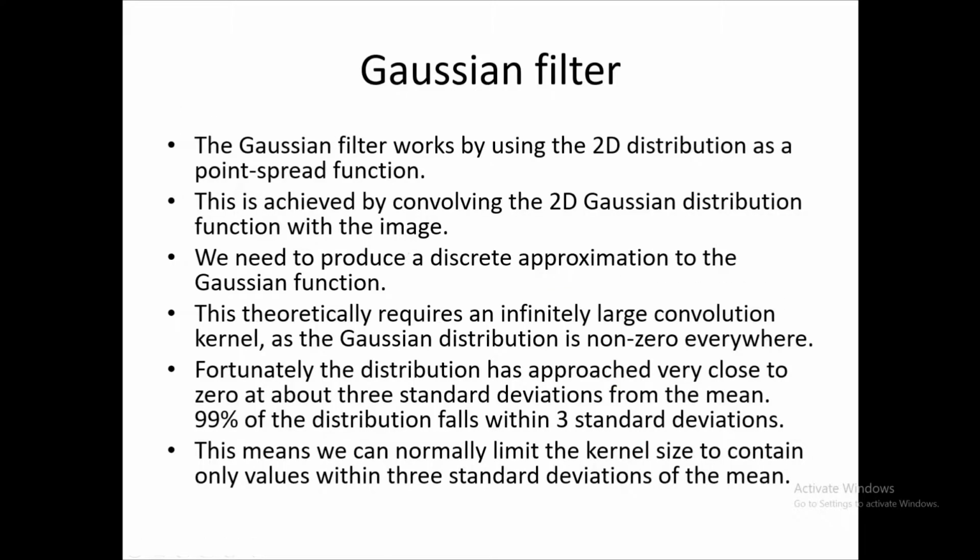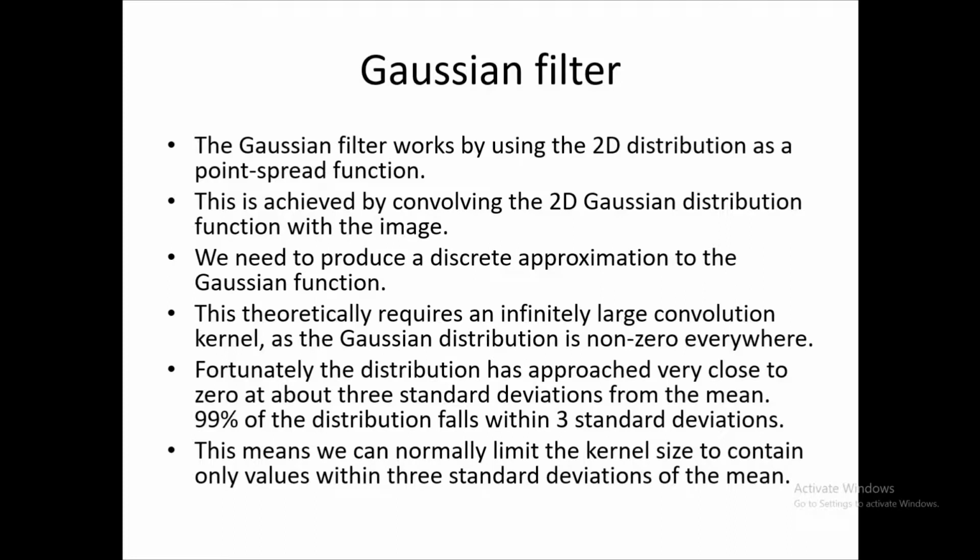And the Gaussian filter works by using the 2D distribution as a point spreading function, and this is achieved by convolving a 2D Gaussian distribution function with an image. So the filtering of an image by a Gaussian filter is achieved by convolving the 2D Gaussian distribution function with the image.